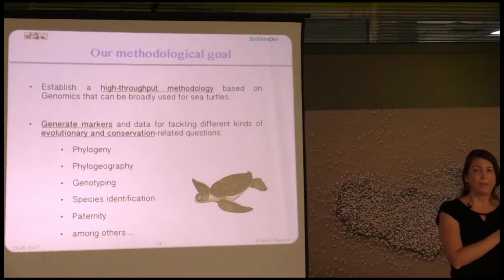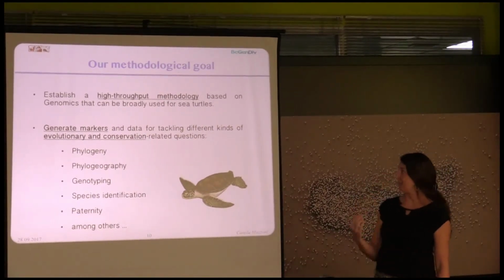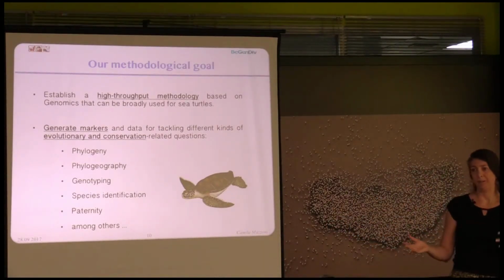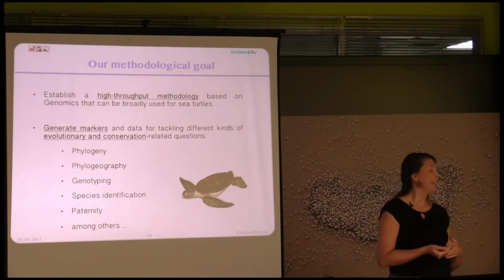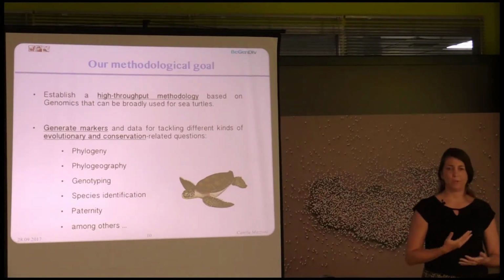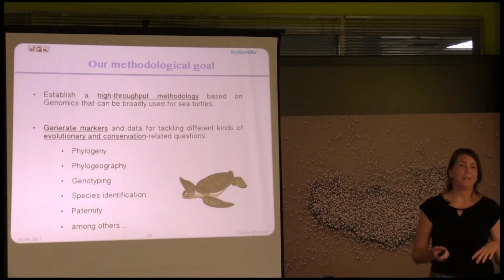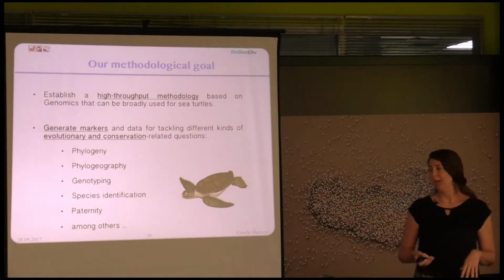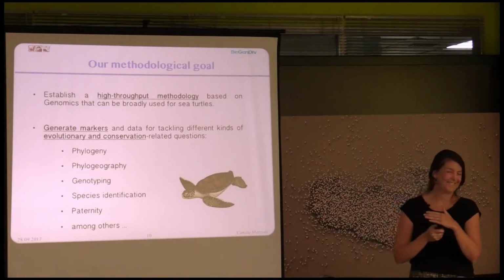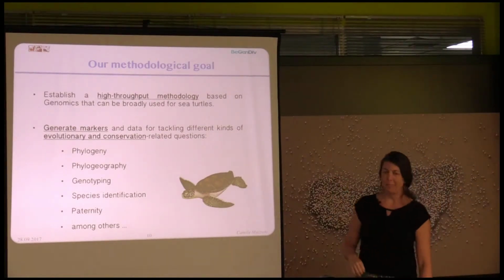So the methodological goal, given that we had population data from 5 different species, was to use a high-throughput methodology based on genomics that could be broadly used for all sea turtles. We were working with the assumption that they would not be so different because they have this genome structure that is so conserved, not only in their content, but also in their structure. So we were using this as an attempt to use the same methodology. It works sometimes and sometimes it doesn't.